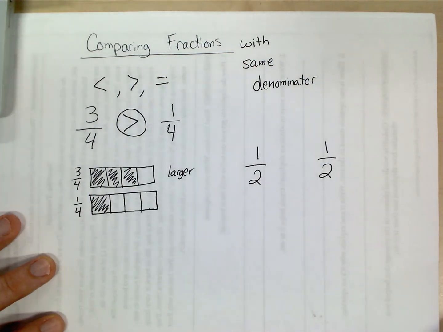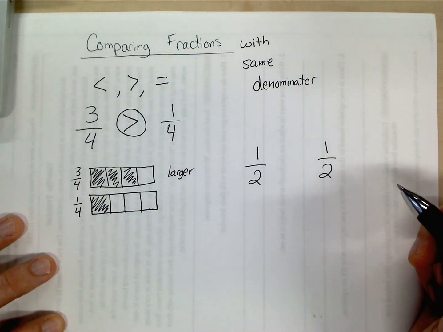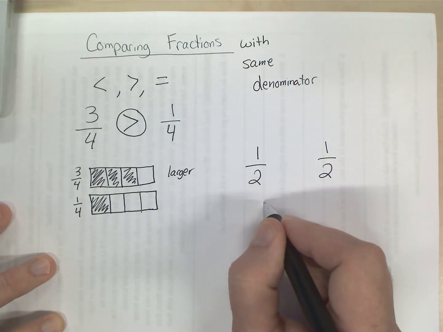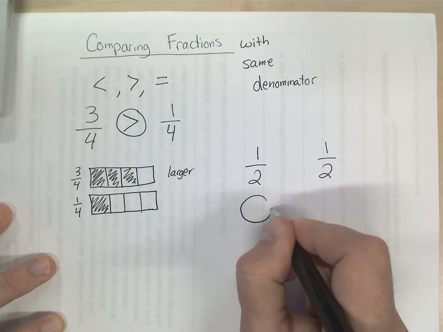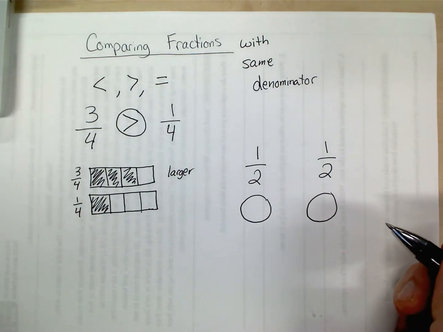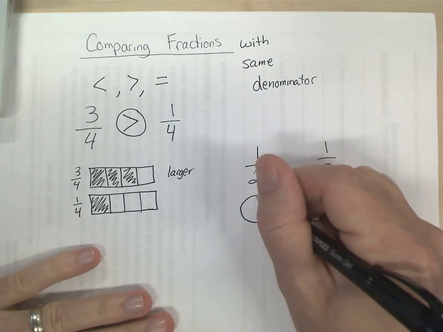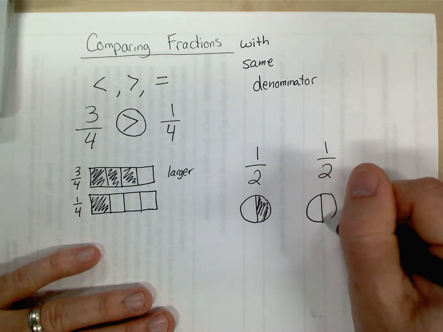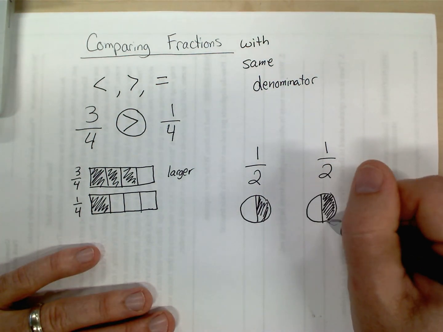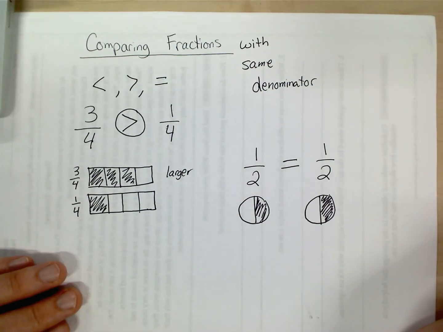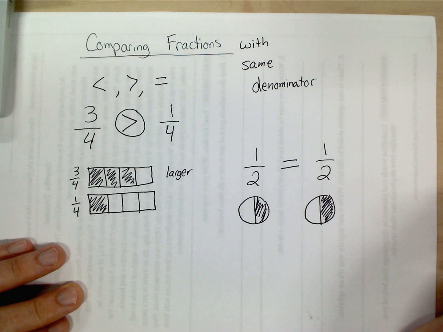Let's do this one. 1/2 and 1/2. I don't know that I even need a picture. But I'm going to draw a picture, and I'm going to draw circles this time. Now I have to have the same size circle. Because if one circle is bigger than the other, it's not going to be obvious. So this one, I color half. This one, I color half. Those are equal to each other, aren't they?